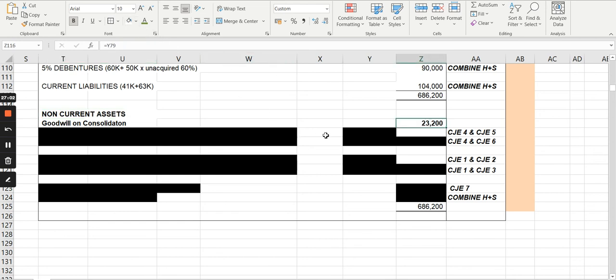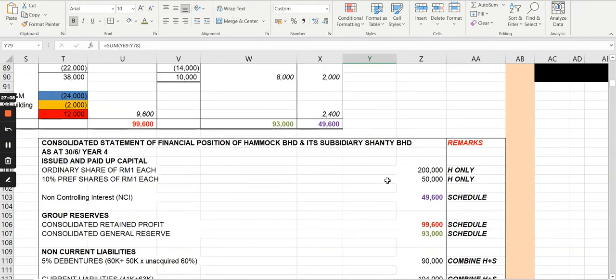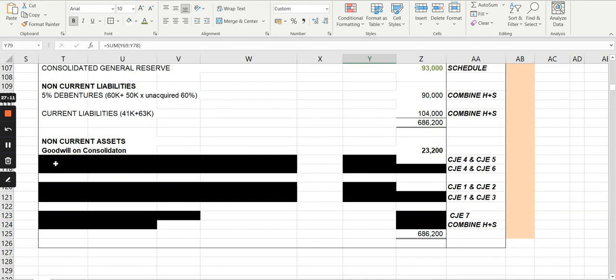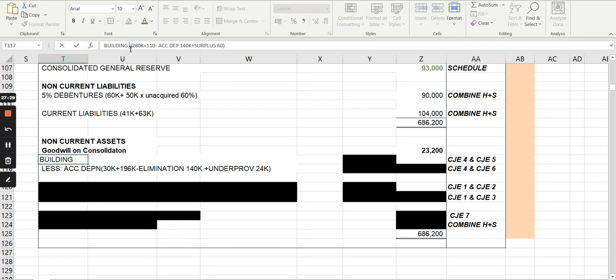Maybe the impairment test was not conducted. We just take the total goodwill that we have calculated. That is being capitalized here. The next one is the item relating to the asset. So for building, what you need to do is first you add or combine the holding's and the subsidiary's asset at cost. So this one is building at cost. I put here building at cost because this is available at cost.